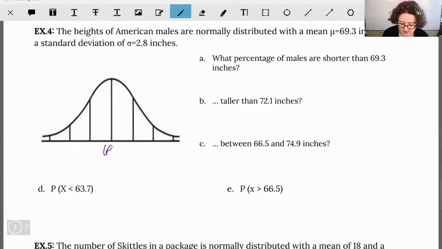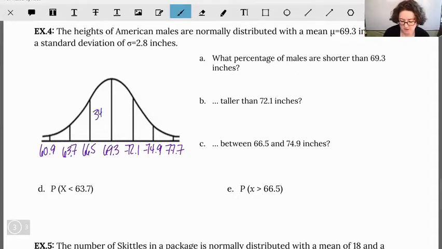So we have 69.3 inches right smack in the middle, and then keep adding your standard deviation. That's giving us 72.1, 74.9, 77.7, and then subtracting from the 69.3, 66.5, we have a 63.7 and a 60.9.